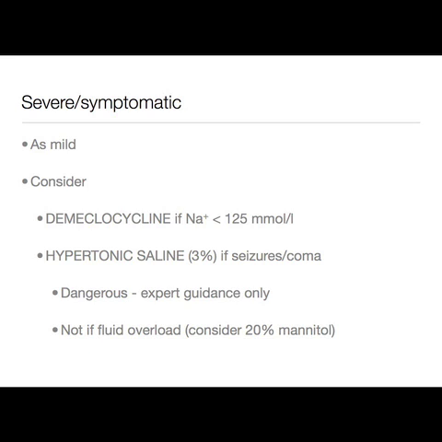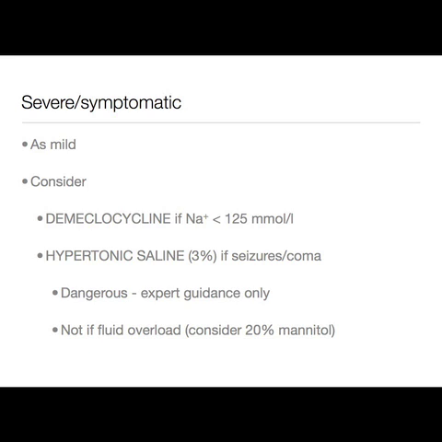The other more controversial treatment is the use of hypertonic or 3% saline solution. This should be used very cautiously in the presence of severely symptomatic hyponatremia, aiming to correct the serum sodium by around 1 millimole per litre per hour until the sodium is above 125. It's quite a dangerous treatment and therefore should only be performed under the guidance of experts.